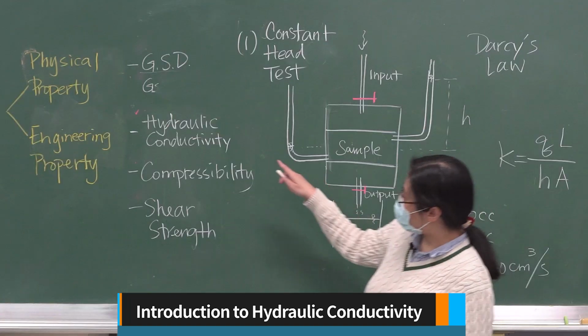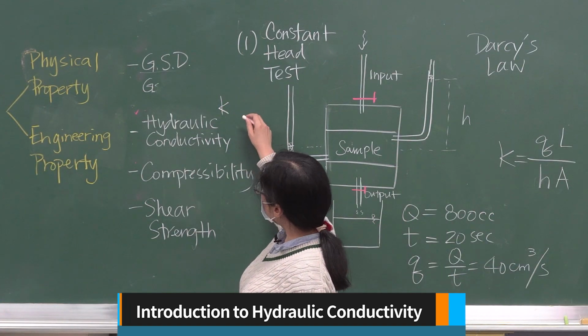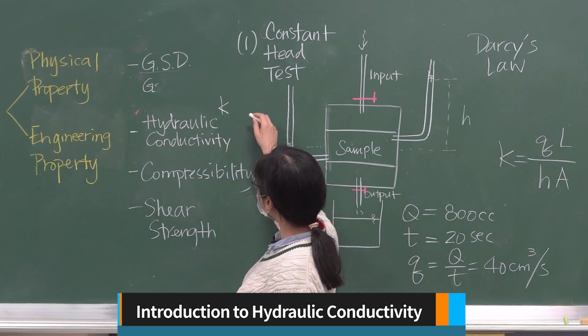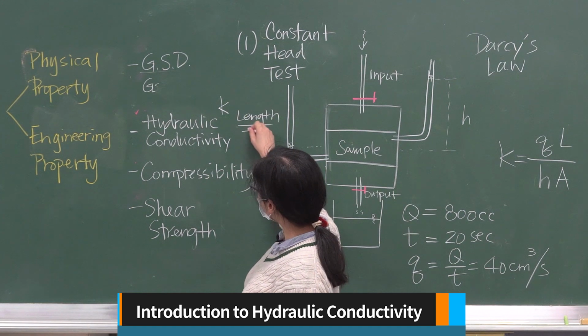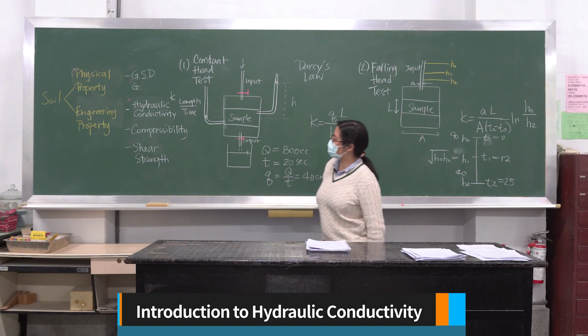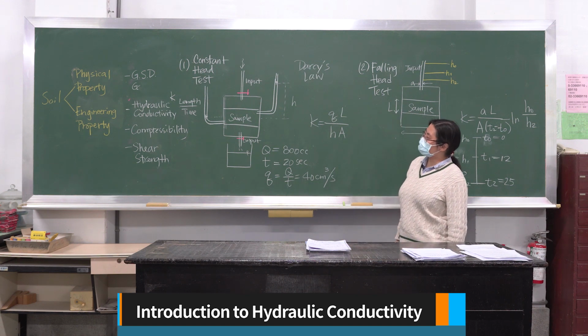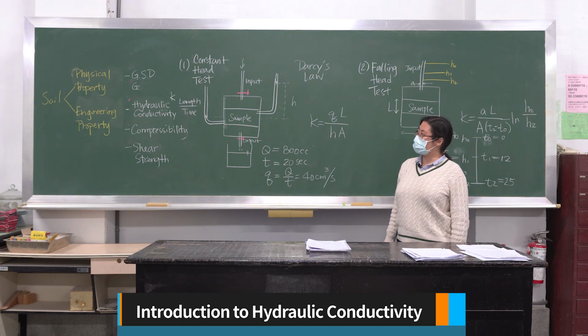So you will need to determine hydraulic conductivity. Usually for hydraulic conductivity, the symbol is K. The unit for this parameter is length per time, okay, length per time. So for example, it can be centimeter per second or meter per second. Today we are going to use laboratory methods to evaluate the hydraulic conductivity.